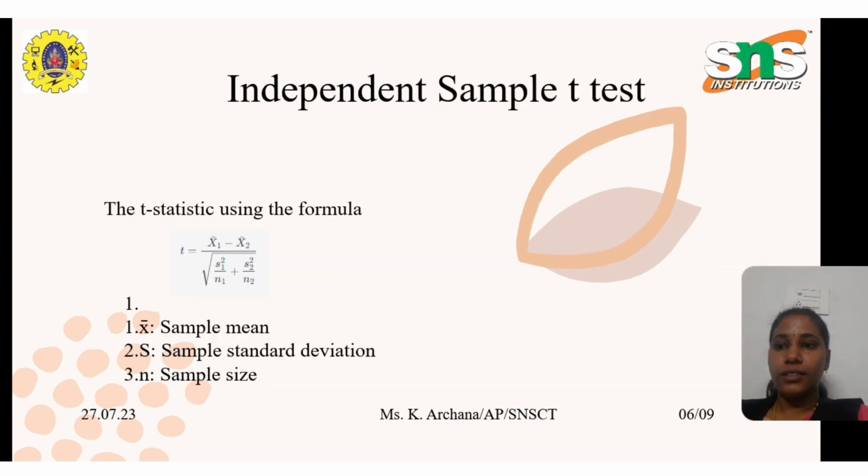Independent sample t-test. The formula for the independent sample t-test uses the mean. We are calculating the mean, standard deviation, and sample size. We should know the average, the standard deviation and the sample size. As we know, the sample size is 30, and the mean of A group and B group, then the standard deviation. Variance is also related to the standard deviation.